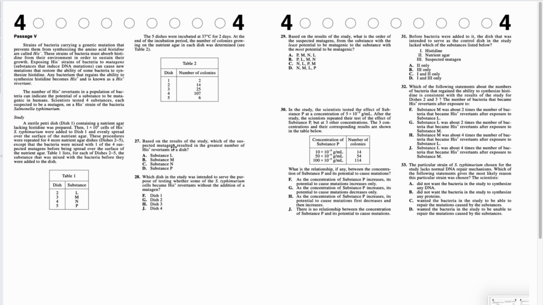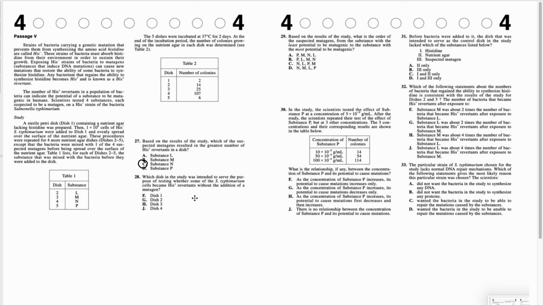Passage 5 is not a conflicting viewpoint, so I'm going to go straight to the questions. Based on the results of the study, which of the suspected mutagens resulted in the greatest number of HIS positive revertants in a dish? I have not read any of this, so I'm just going to look. I do see it says number of colonies. There are 107 colonies in dish 4, and I need the letter for the substance. Dish 4 down here is substance N, so I'm going to go with C, substance N.